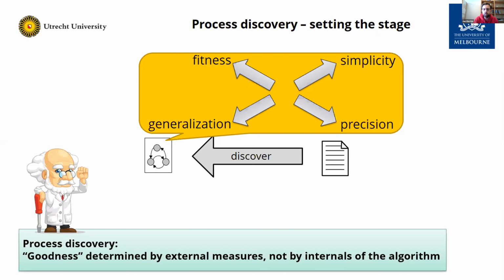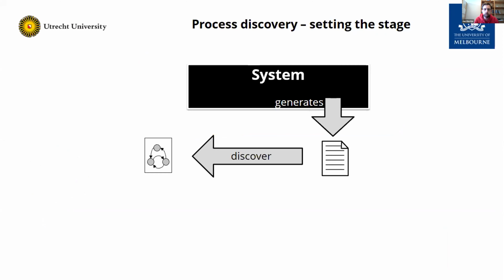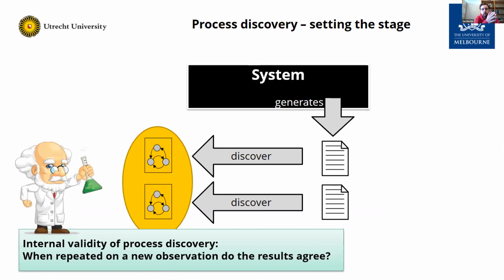And that leads to all kinds of interesting questions. So suppose I have this event log, and there's this big system that generates this event log. And over time, we have one event log, and then we record again, we get a new event log, and want to apply the results again. And now the question is, how can we compare the results? So how relatable are the results of those process discovery techniques? And that's something that we call internal validity. So what's the internal validity of process discovery? If you repeat the whole process again on new observations, do the results agree with each other?